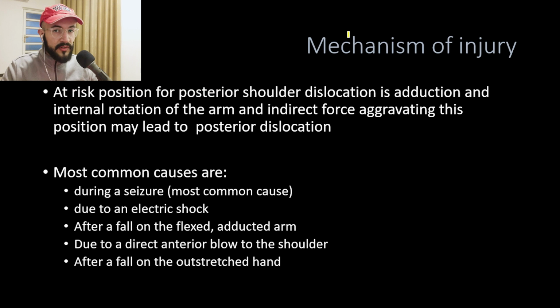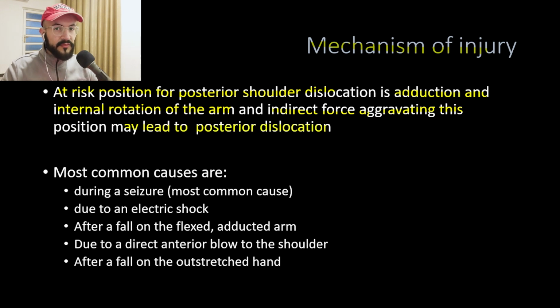Moving on to talk about the mechanism of injury. The at-risk position for the posterior shoulder dislocation is adduction and internal rotation of the arm. So the arm is close to the body and adducted, which is the at-risk position for posterior shoulder dislocation. An indirect force aggravating this position may lead to the posterior dislocation.